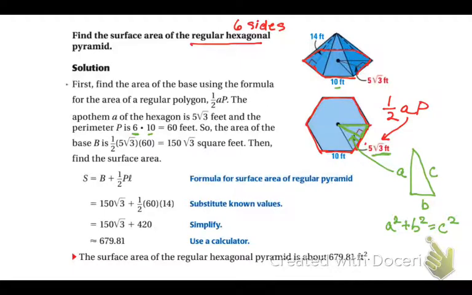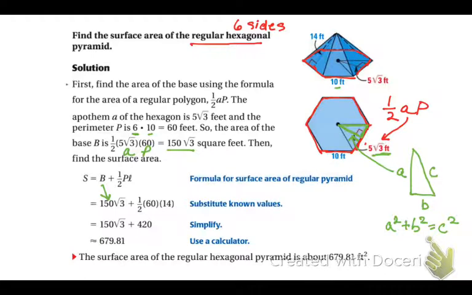So the area of the base is going to be 1/2 your A, and here's your P. Okay, and you plug in those numbers and you come out with 150 square root of 3 square feet. So this is your base area.